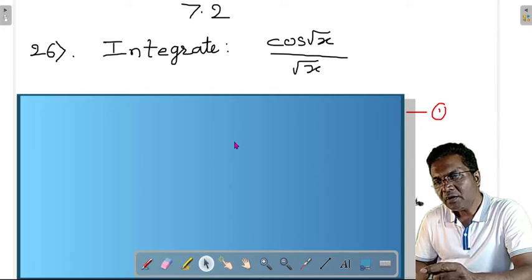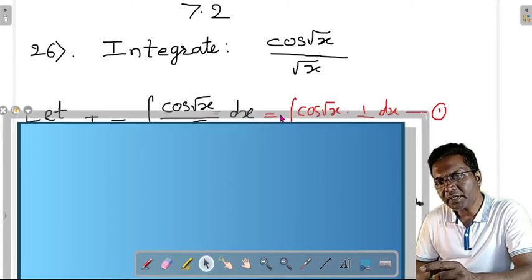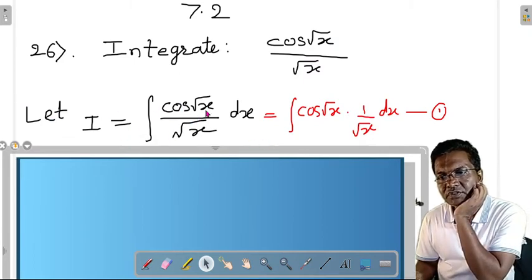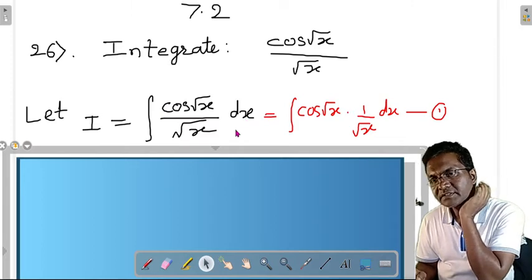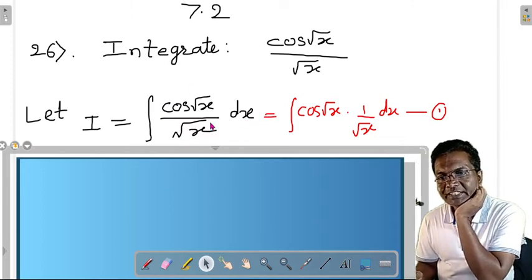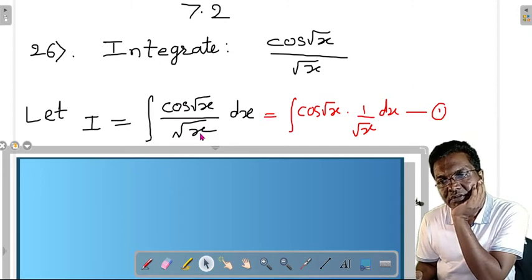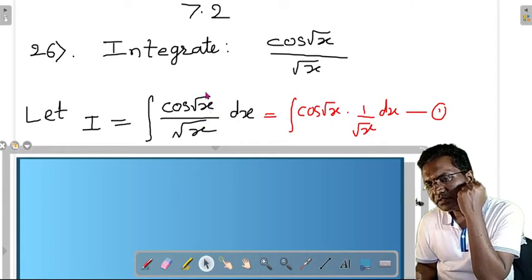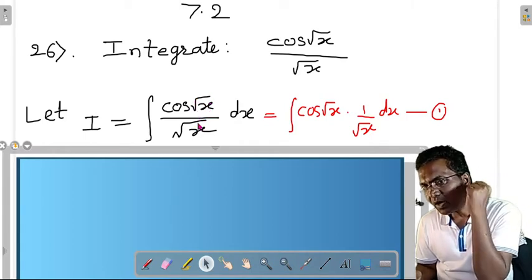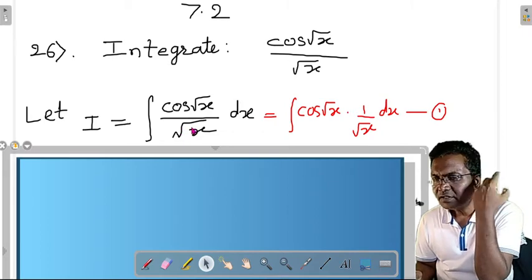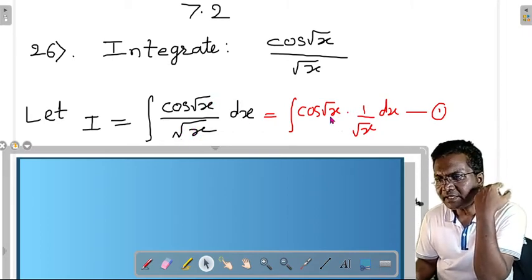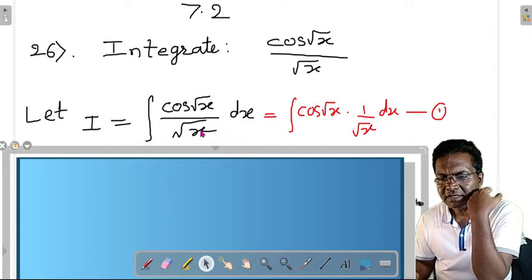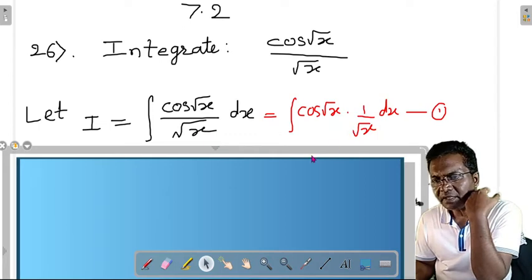Look at this. First, let I be equal to the integration of cos root x by root x dx. You write this much. Now see here, there is a relation between root x and 1 by root x, because the derivative of root x is 1 by 2 root x. So in the denominator we have root x, and I write it in the form of cos of root x into 1 by root x dx.